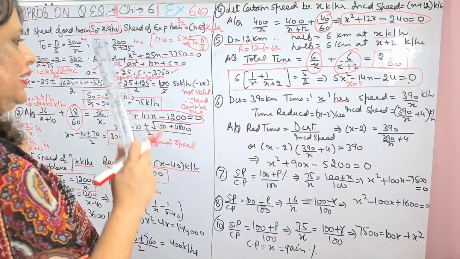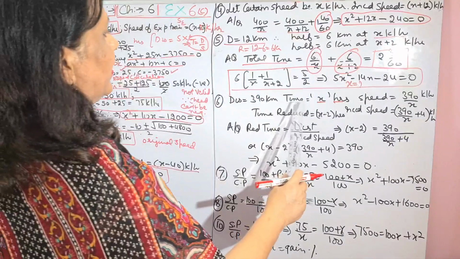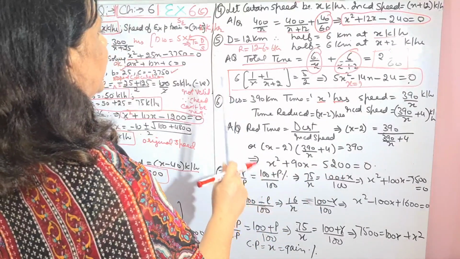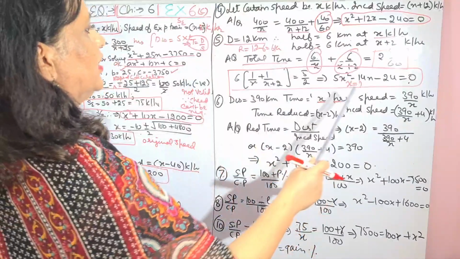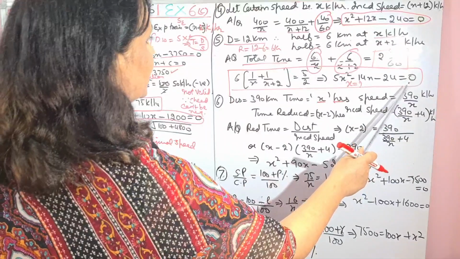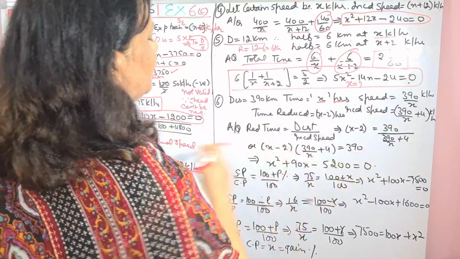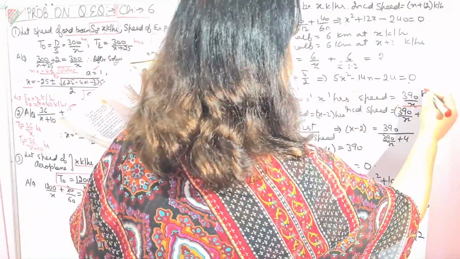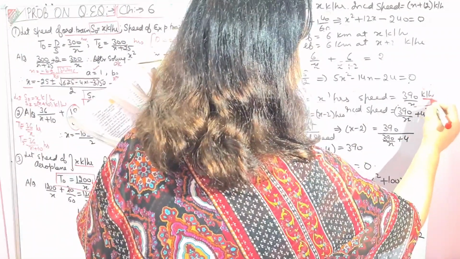But in this question itself, they have given in the question, take x to be hours. Time is given. So now I am going to take the formula of speed. Same thing, speed is equal to distance upon time. So first speed will be 390 upon x kilometer per hour. See the change of the units.